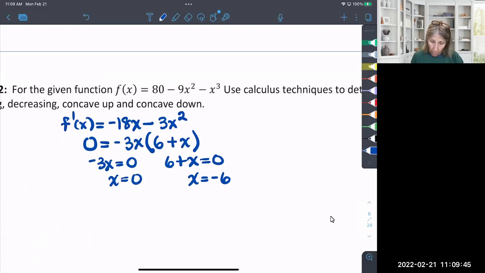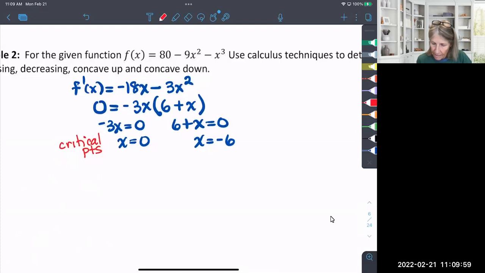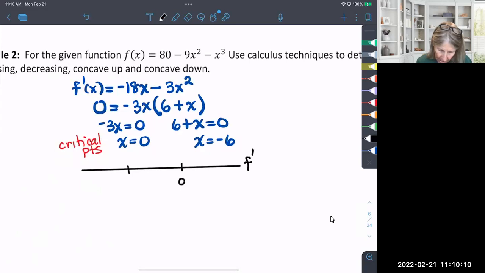Okay, so those are our critical points, right? That's what we call these guys. Critical points. These are the possible maximums or minimums, but I'm not interested in that on this problem. I'm really just interested in increasing and decreasing, but I still do that process. So let's take a number line. Let's label it first derivative. Let's put our 0 and our -6 on here. And then I'm going to pick points and I'm going to plug them into my first derivative. And I'm going to see where the increasing and decreasing is. Because remember, increasing and decreasing comes from the first derivative information.